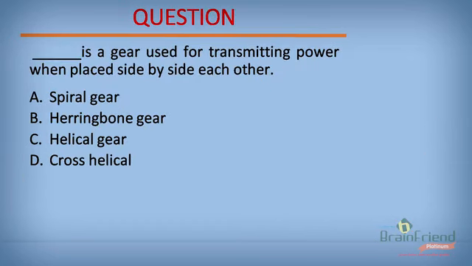Question 2. Dash is a gear used for transmitting power when placed side by side to each other. A, spiral gear. B, herringbone gear. C, helical gear. D, cross helical. The correct option is B, herringbone gear is a type of gear that transmits power when placed side by side to each other.